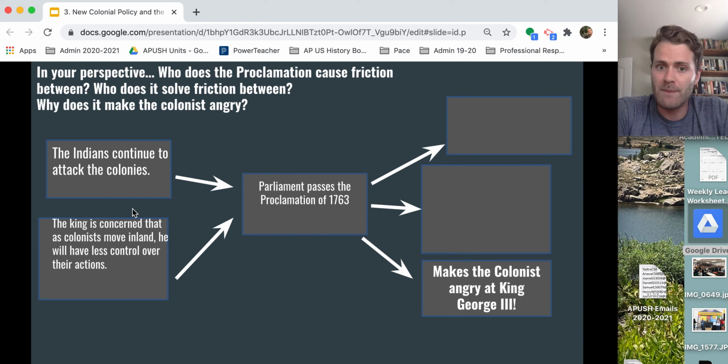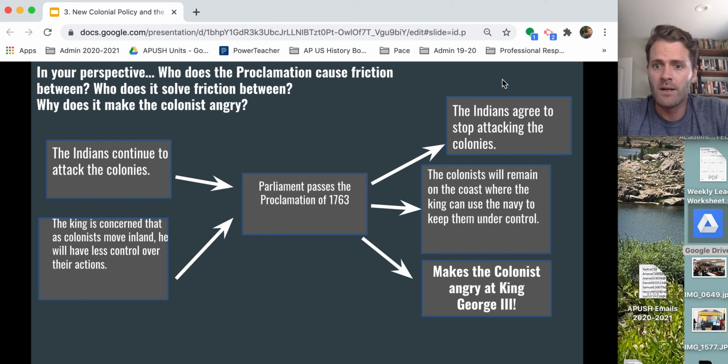So Parliament passes the Proclamation Line of 1763. Right? He's trying to solve all the problems at once. Problem one solved. If the colonies stop spreading out, the Indians agree to stop attacking the colonies. Win-win. And second win, the colonists will remain closer to the coast where the king can use the Royal Navy to keep them under control.